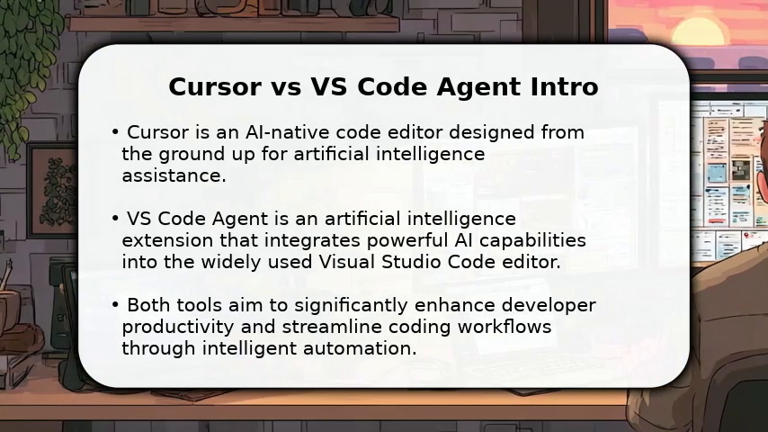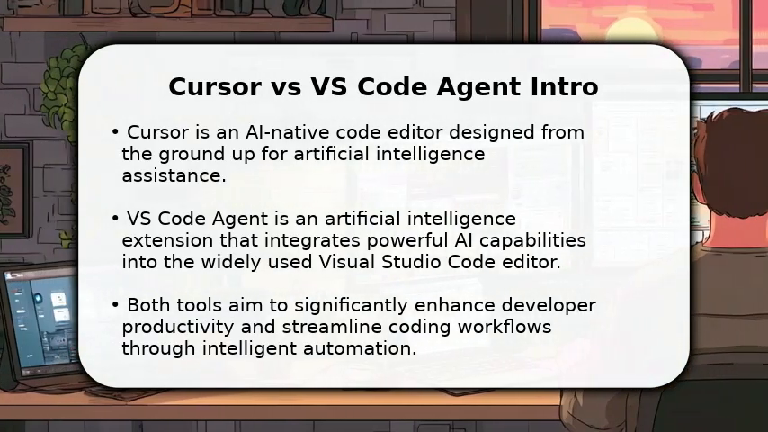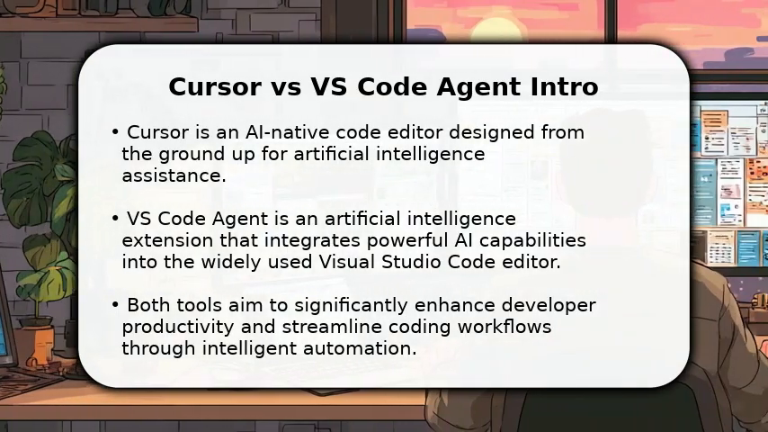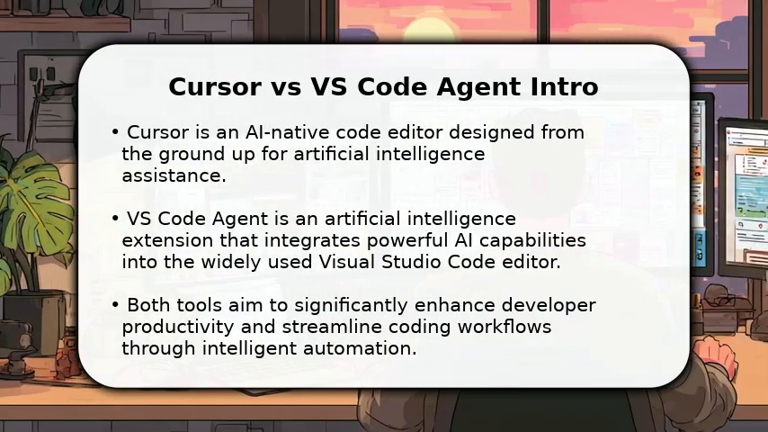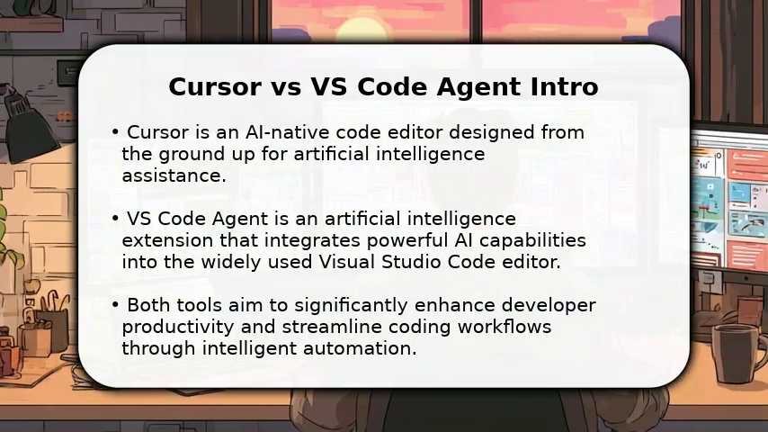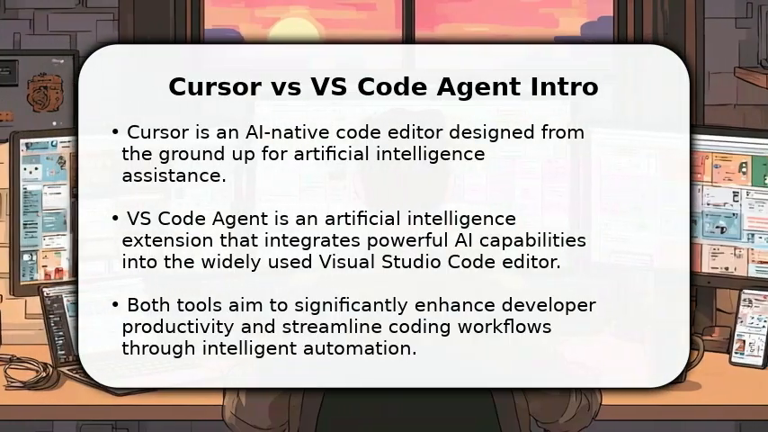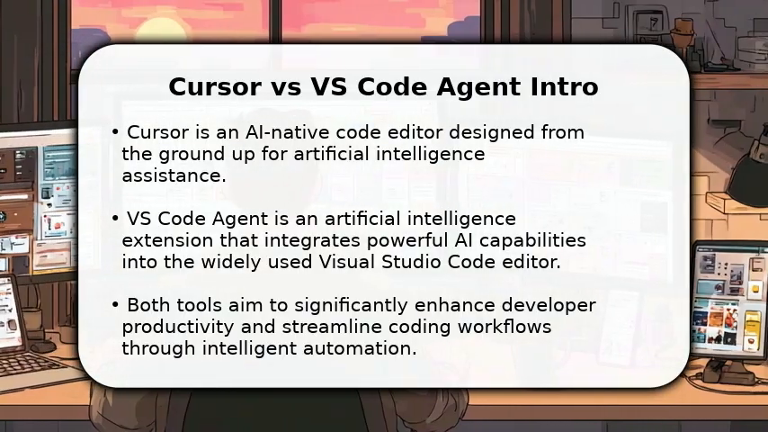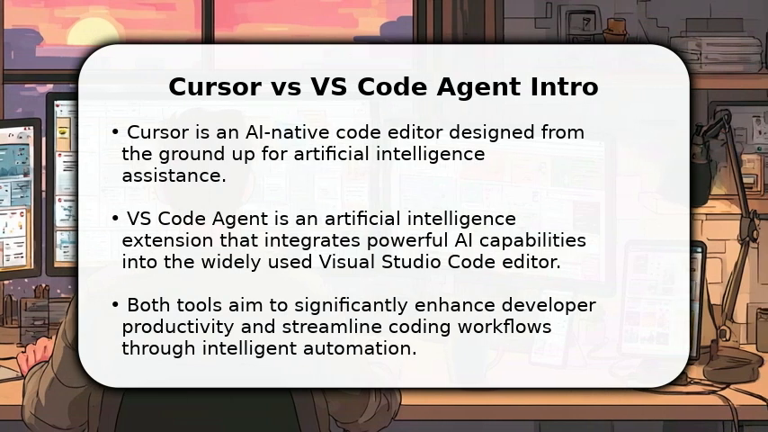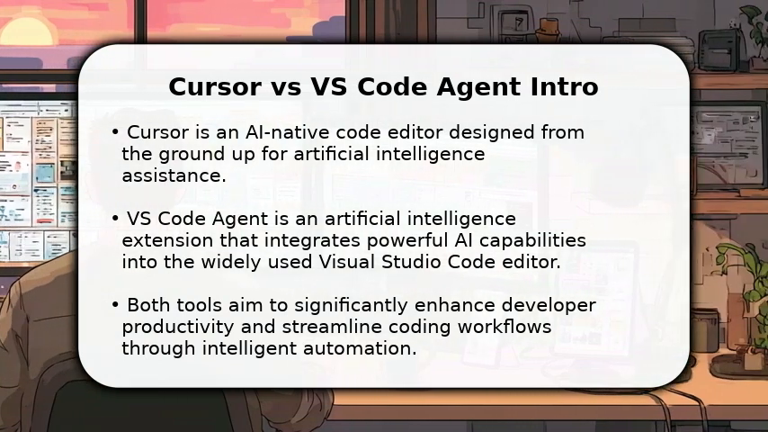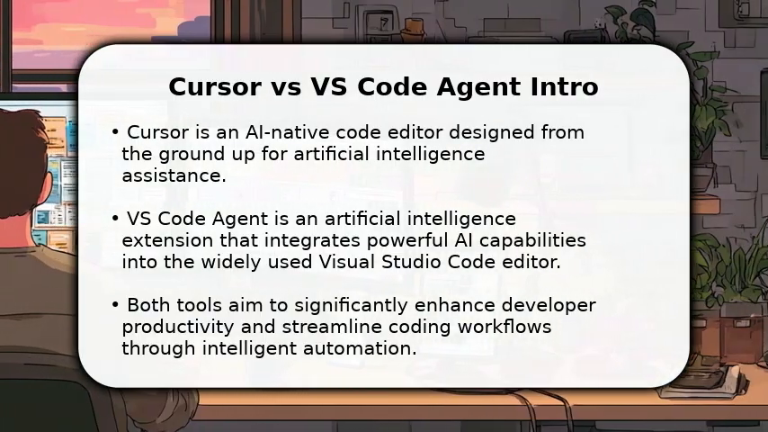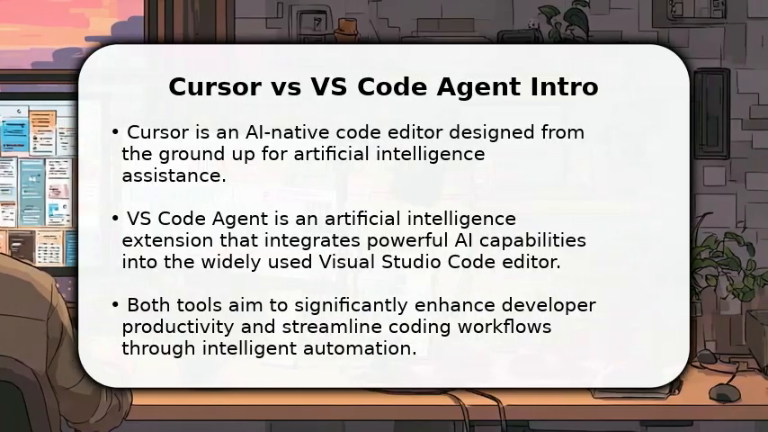Enjoy the video. In this video, I will compare Cursor versus VS Code Agent. Cursor is a new AI-native code editor, built specifically to leverage artificial intelligence for coding tasks. On the other hand, VS Code Agent brings advanced AI functionalities directly into your familiar Visual Studio Code environment as an extension. Both are designed to supercharge your development process, offering unique approaches to integrating AI into your daily coding. We'll explore their core differences and help you decide which might be the best fit for your workflow.